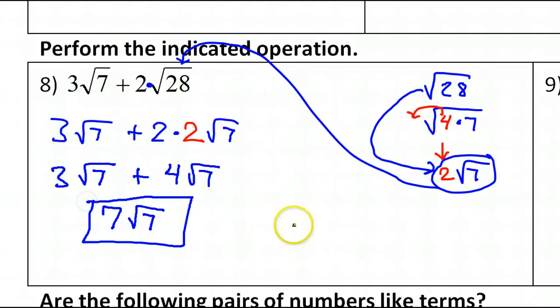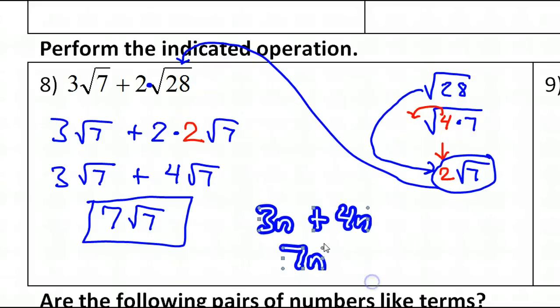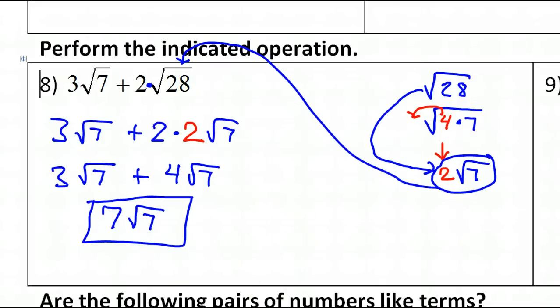Okay, if you have any trouble understanding that, just remember this whole radical business works just like a variable would. If you had 3n plus 4n, most of you are comfortable with the fact that that would be 7n. So it's the same thing here. 3 radical 7s plus 4 radical 7s is 7 radical 7s.